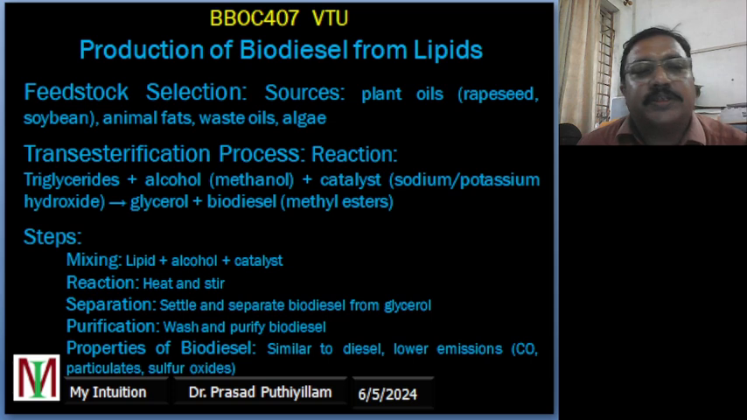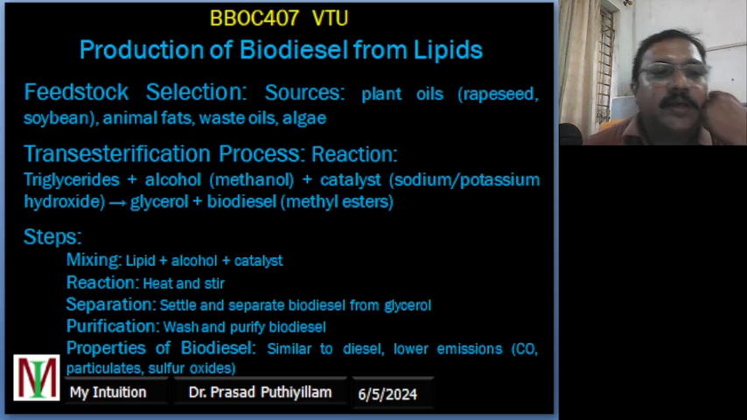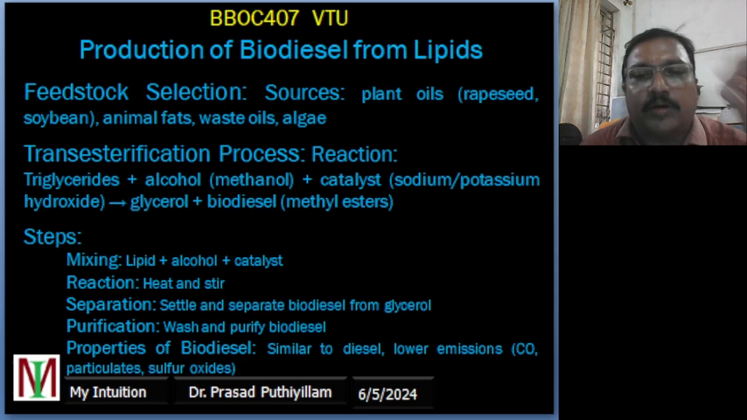The chemical process in biodiesel production is the reaction where the triglyceride reacts with the methanol, alcohol, in the presence of a catalyst, usually sodium or potassium hydroxide, to produce the glycerol and the biodiesel. But biodiesel, that is actually methyl esters.